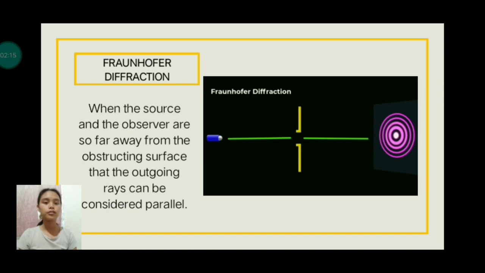Second, Fraunhofer diffraction. It is when the source and the observer are so far away from the obstructing surface that the outgoing rays can be considered parallel. Fraunhofer diffraction patterns are simpler and easier to calculate mathematically, making them valuable for various applications.